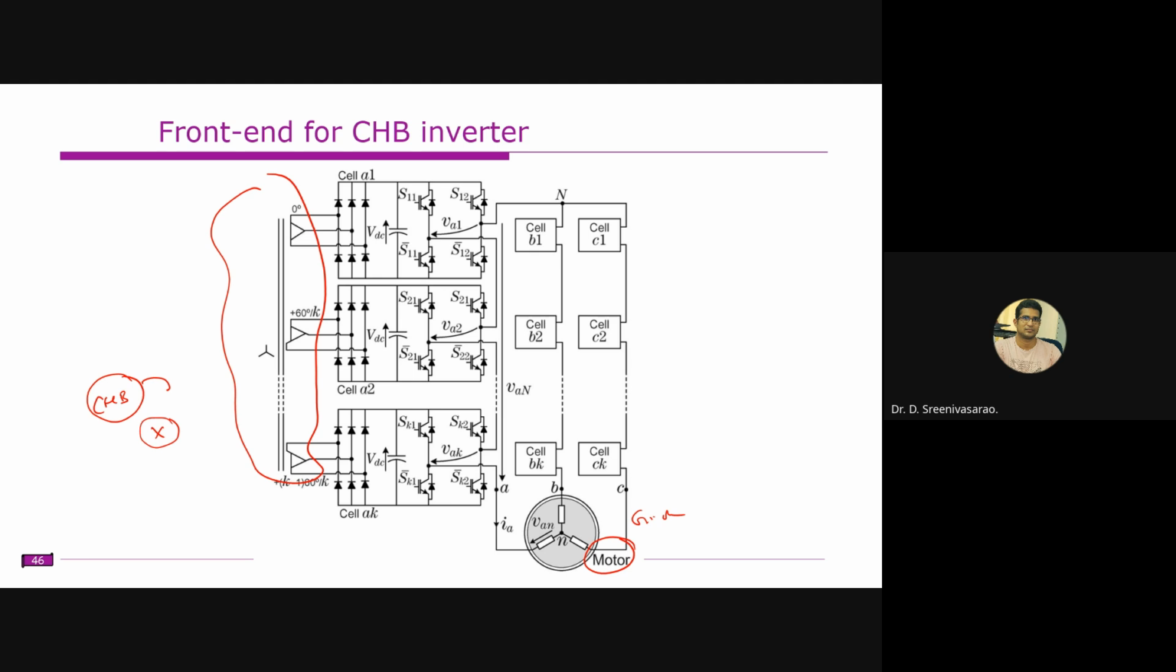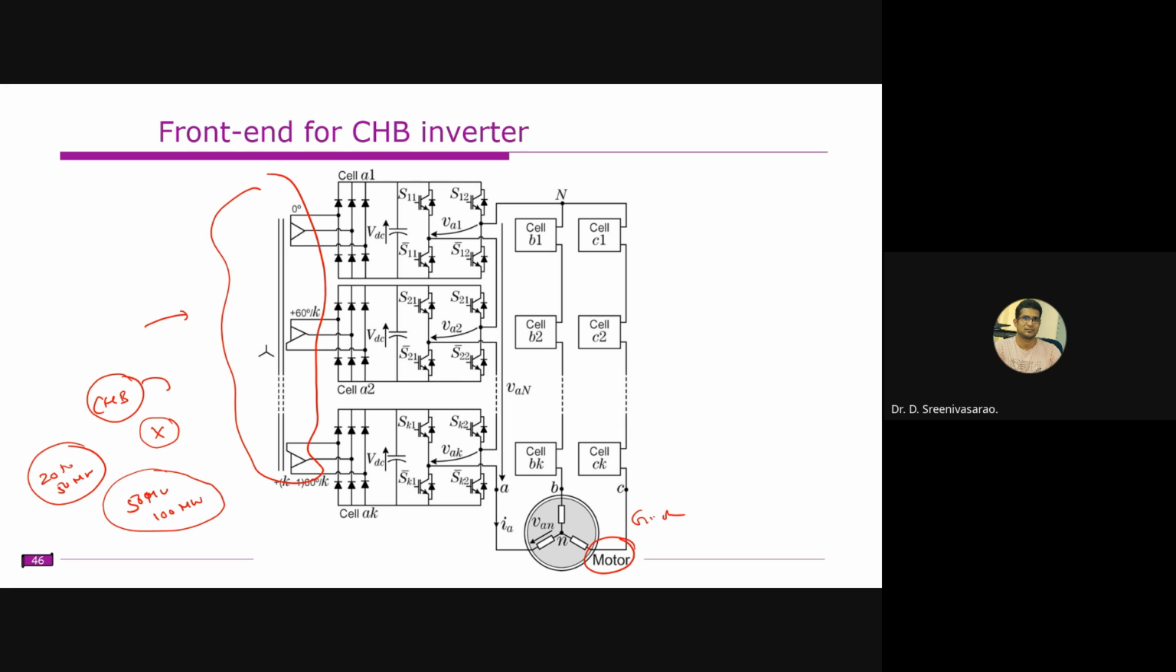For example, steel mills, where the motor capacity itself is somewhere between 50 megawatt or 100 megawatt. In the case of lift irrigation projects also, we have a huge motor capacity, somewhere between 20 to 50 megawatt. Like lift irrigation projects or steel mills. In this case, we need to use this kind of converter.